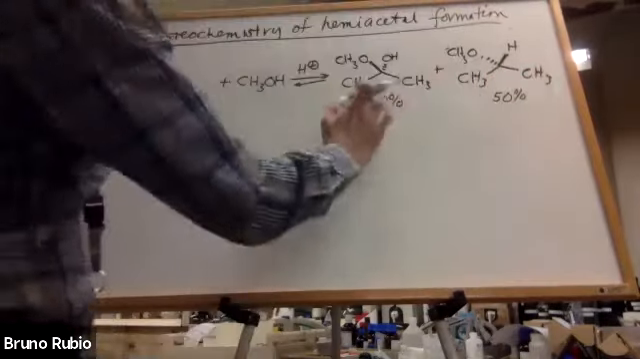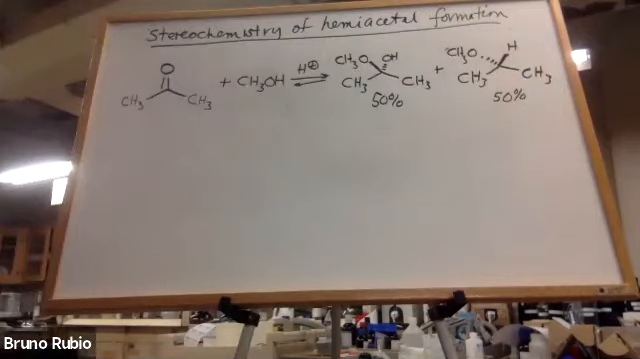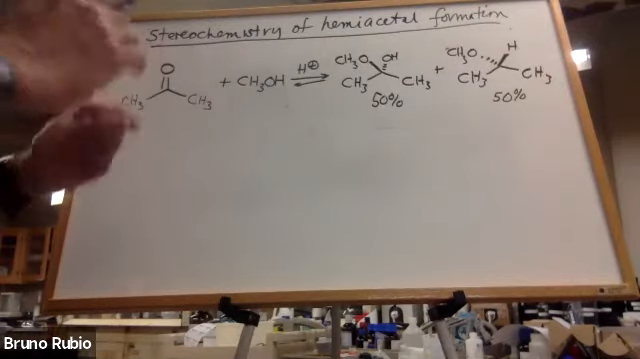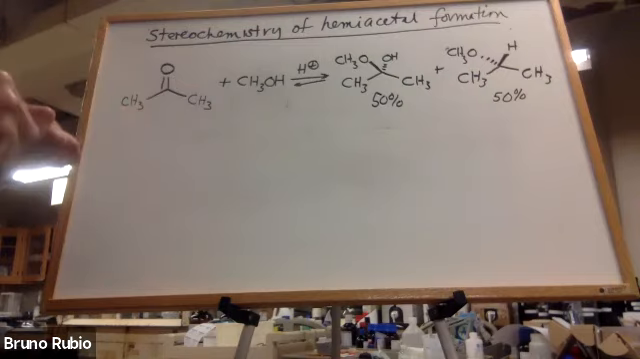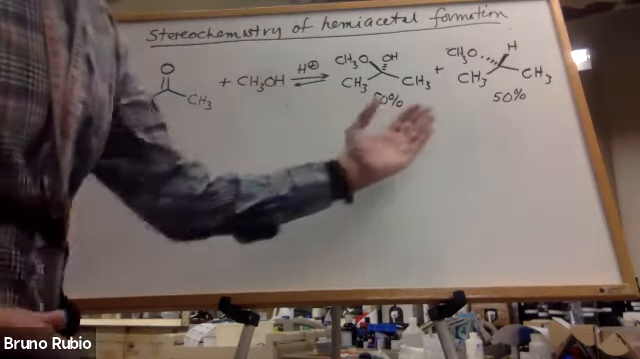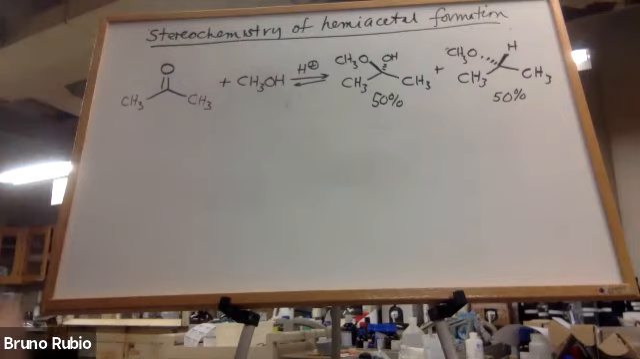So how are these two guys related, right? I'm trying to show how the nucleophile came in from the front and from the back with equal probability. How are they related? Are they identical structures? Are they enantiomers or are they diastereomers? Anyone want to give it a shot?